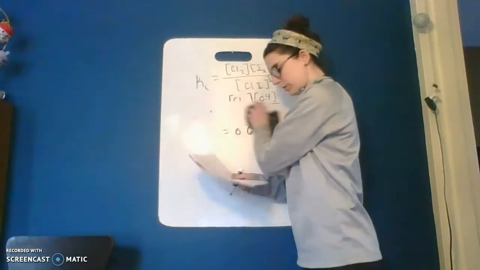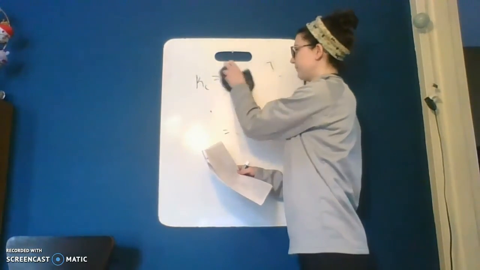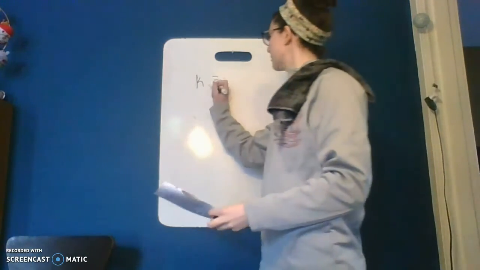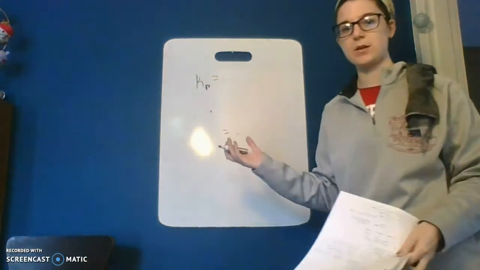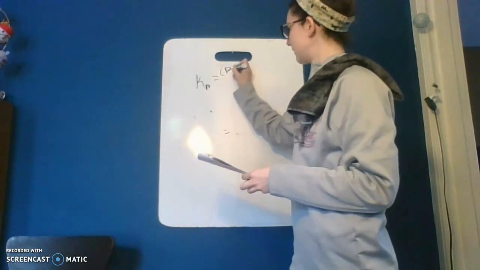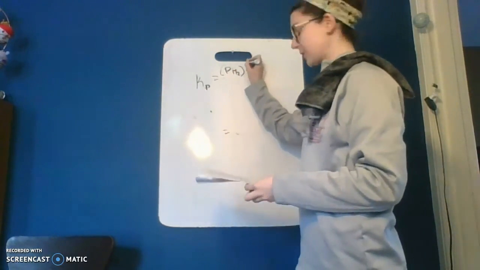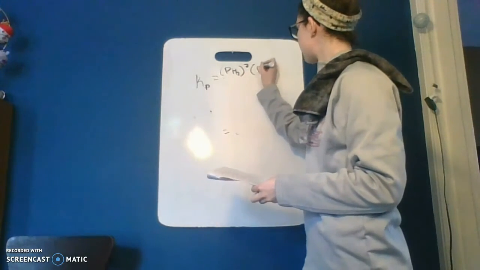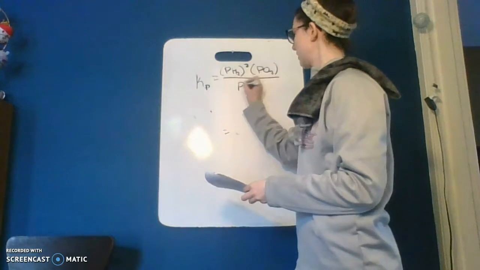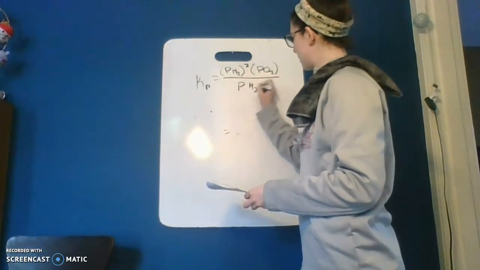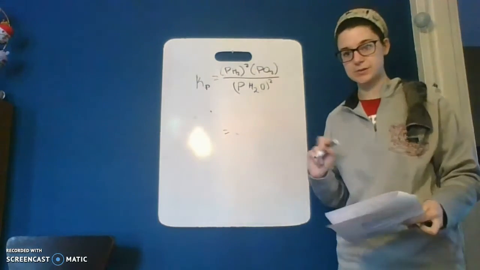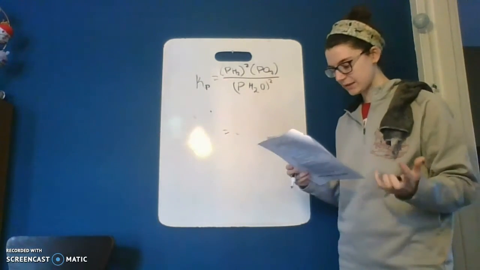For number 2, part A, we're first solving for a Kp, so pressure, and it's the same idea, products over reactants. So I have the pressure of H2 with a coefficient of 2, so that's squared, times the pressure of O2 divided by the pressure of H2O squared. And remember to use rounded brackets for pressure always. We only use square brackets for concentration. So that is part A.